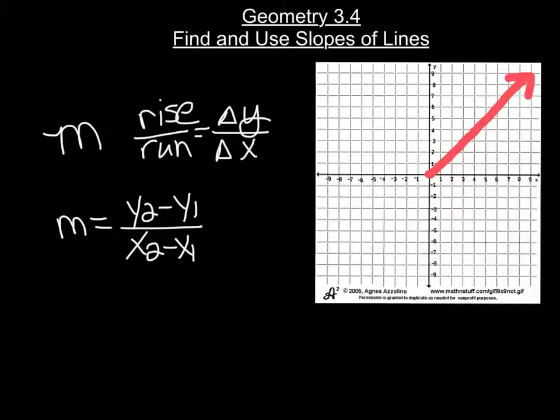Graphically, you can pick a point on your line and literally count how much it goes up for the rise over how much it goes across. This is our rise, and then this would be our run. The rise over the run, how much it goes up to how much it goes across. That is the slope, the change in the y over the change in the x.